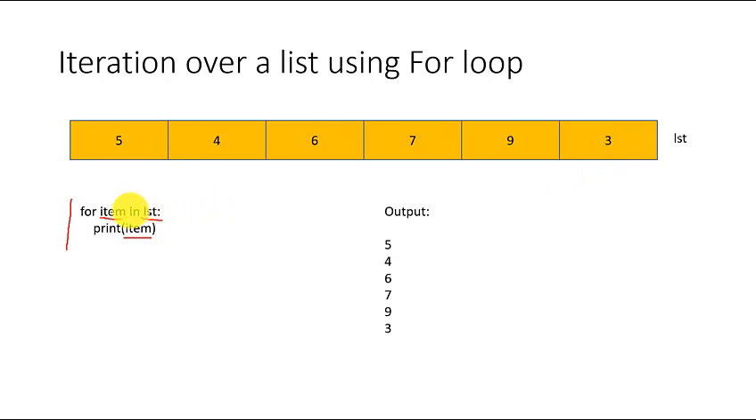Just to mention again, the syntax is for and then the variable name which will get the value of the next element in the list, and then in and then LST, the list name. And in these statements, you can use this value of item. In each iteration, the item variable will get the next element value of the list.